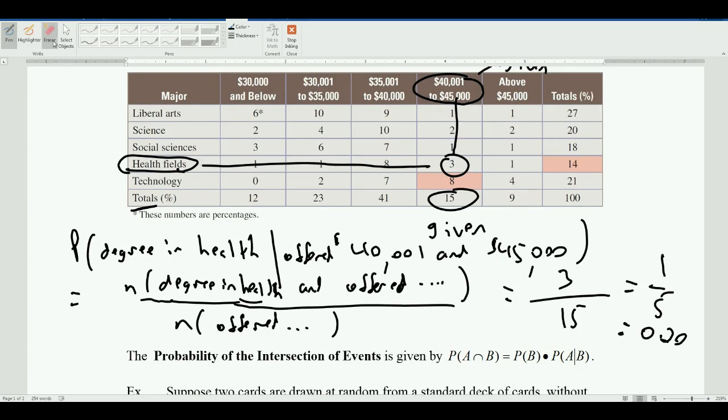If you want to keep going, the reason I keep going in some cases is because I don't know how the questions will be worded. So this is in case you're asked for the fraction, or the decimal, or the percent. It's the same thing.